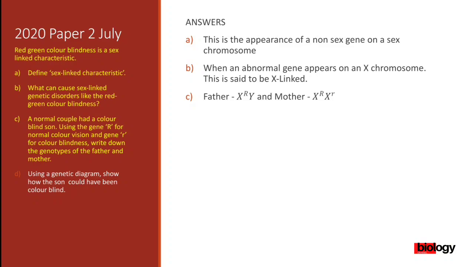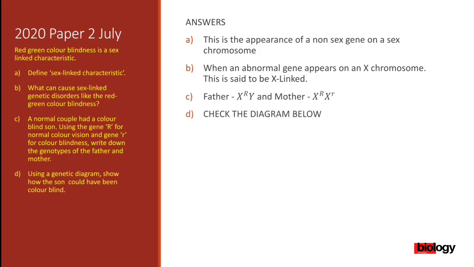Otherwise, these are the genotypes. For the father, that's the genotype. For the mother, that's the genotype. The mother is a carrier, okay? So that's the genotype. All right. Using a genetic diagram, show how the son could have been colorblind.